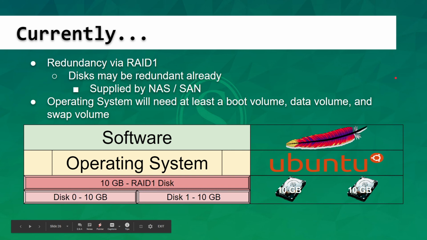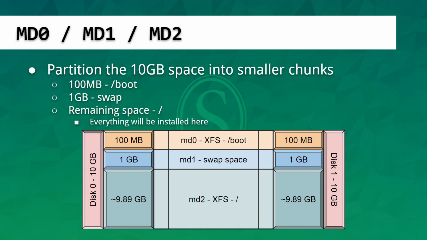So currently we've got redundancy via RAID 1. Those disks may be redundant already. The operating system will at least need a boot volume, a data volume, and a swap volume. So what we can do is partition those into smaller chunks and RAID those smaller chunks. So instead of RAIDing the entire disks, we can chop up these individual disks. These are the physical hard drives in pink. We could chop them up into 3 separate things: 100 megabytes, 1 gigabyte, and then the remaining, which is like 9.9 gigabytes. We'll give 100 to boot, 1 gig to swap, and then the remaining space will be installed to root.